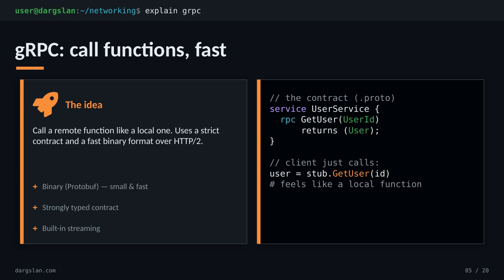gRPC takes a different angle on that same client-server conversation. Instead of thinking in resources or queries, you think in function calls. The client invokes a method on the server as if it were local code. The contract lives in a .proto file. Messages travel as compact binary over HTTP/2, and you get streaming built in. The trade-off: it's less browser-friendly and harder to poke at by hand, but for service-to-service calls where speed and strict typing matter, it's hard to beat.